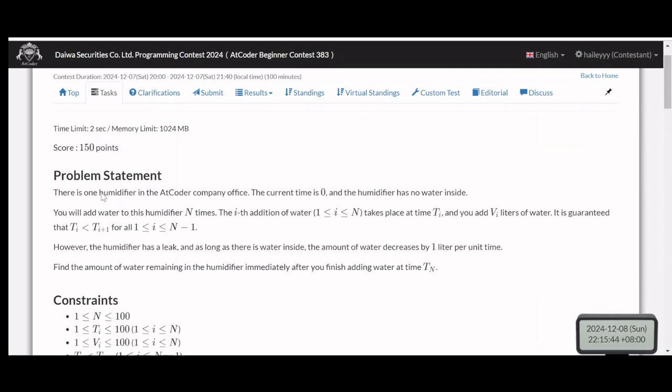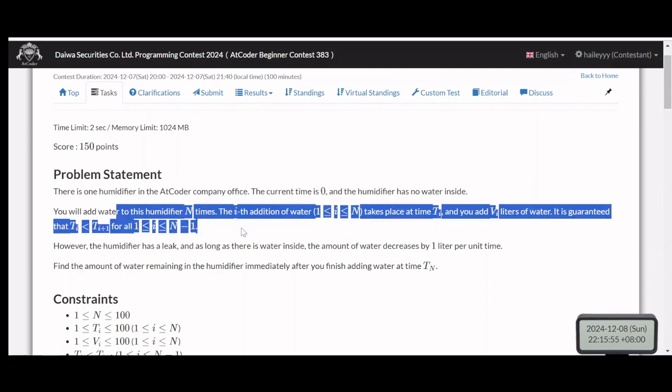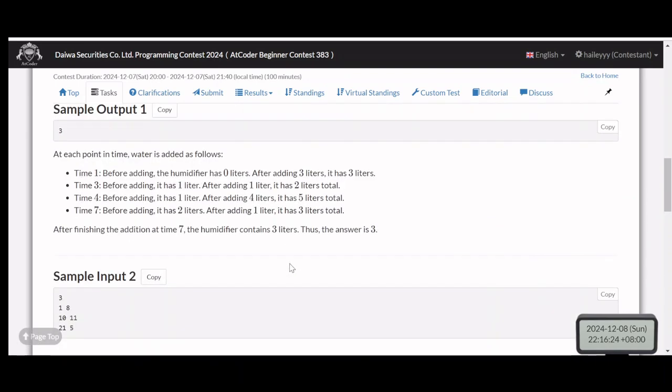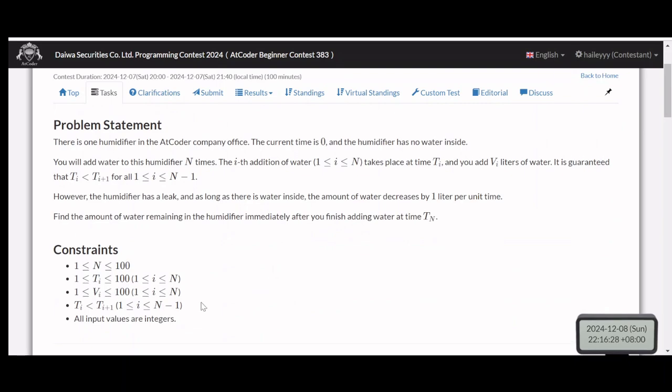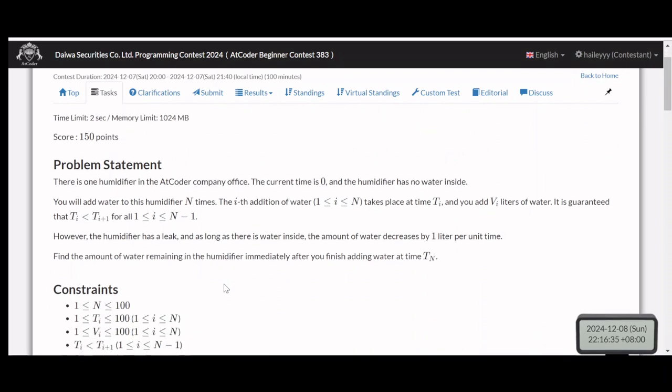For the first problem, we have one humidifier that currently has no water, and we need to add water to this humidifier n times, and for each time we're given the time and the amount of water that we add. However, this humidifier has a leak, and each unit of time, the amount of water decreases by 1. We need to find the amount of water remaining in the humidifier after we add water n times. Since n is small, we can just directly simulate the process. Let's look at the code for more details.